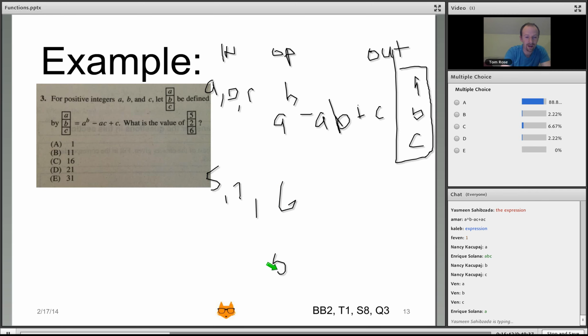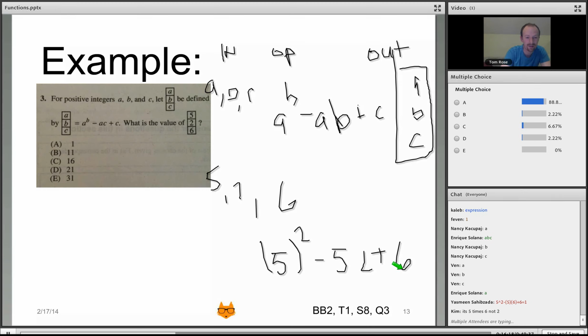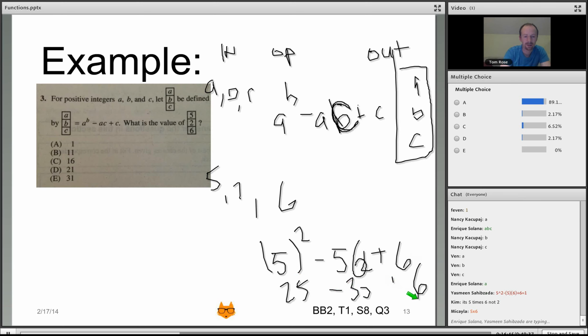So we'll get 5 squared, 5 to the B, which is 2, minus 5 times 2, plus C, which in this case is 6, right? And so what you'll get is 25 minus 10 plus 6. Oh, that's A to the C. This should be 5 times 6. Can't quite read that anymore. So whoever, I'm not sure who I got that from in the chat window, but make sure you've got A to the B minus A times C. So that'll give you 25 minus 30 plus 6, which is equal to 1.